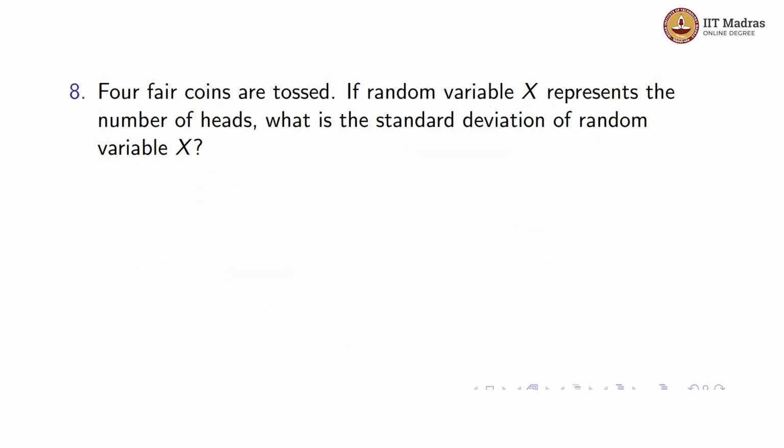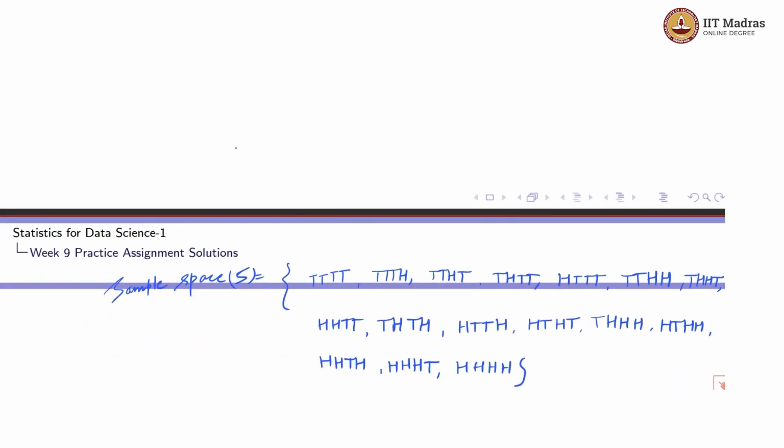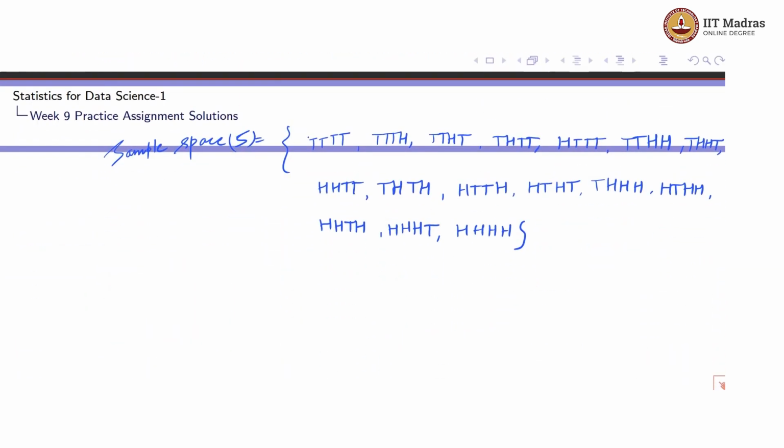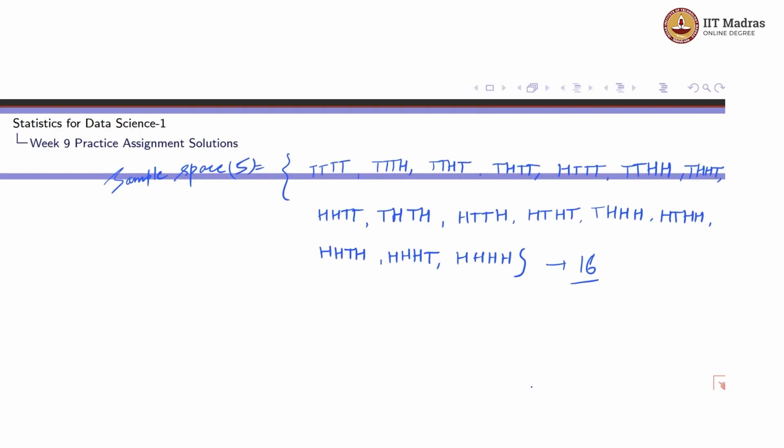4 fair coins are tossed. If random variable x represents the number of heads, what is the standard deviation of random variable x? So we have a random variable that represents the number of heads when we toss 4 fair coins. We can first list out our sample space. This is our sample space. So we have 16 elements in our sample space. And the random variable is defined as the number of heads.